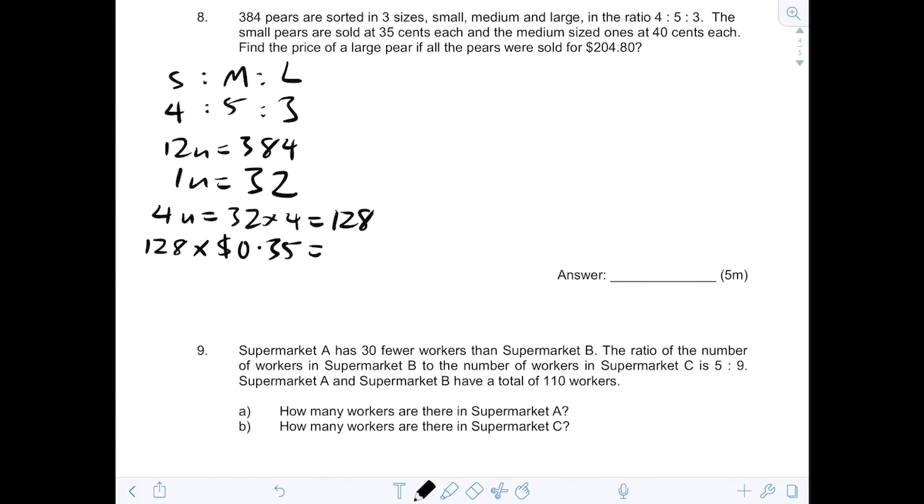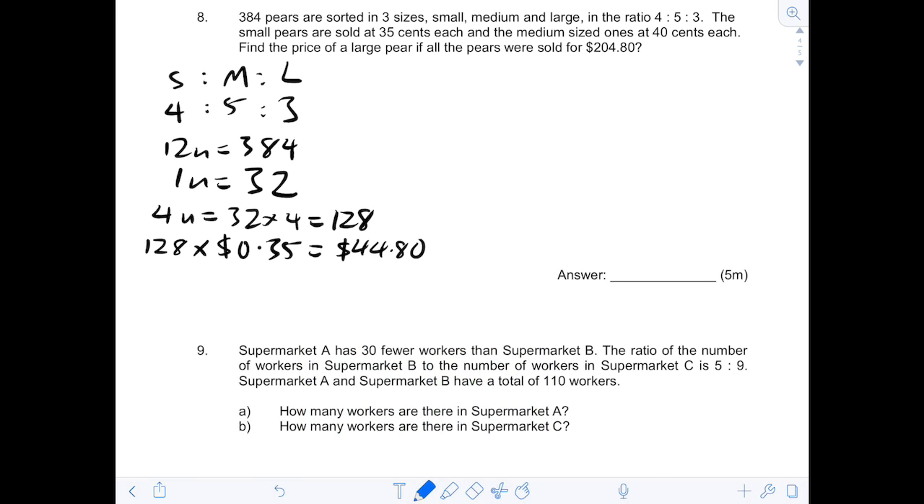So this one will give you, just give me a while, let me press my calculator. 0.35 times 128, you get $44.80. Okay, so this one will have given you 1 mark.